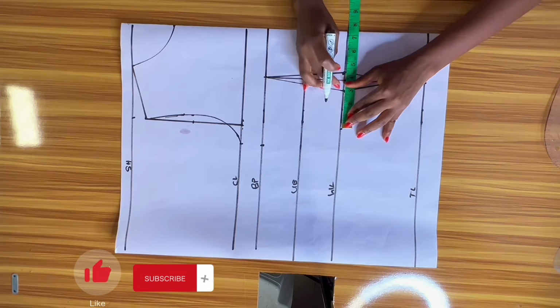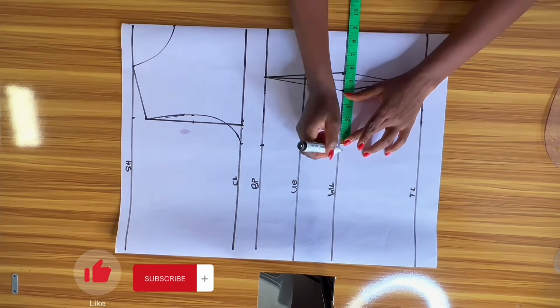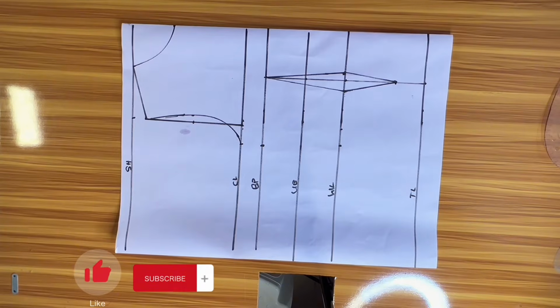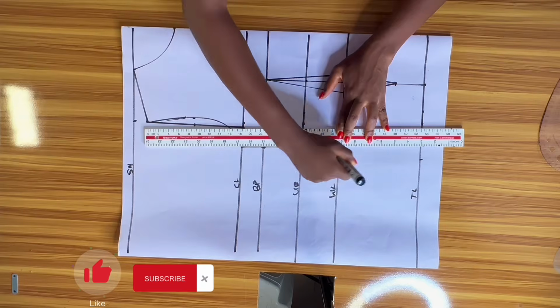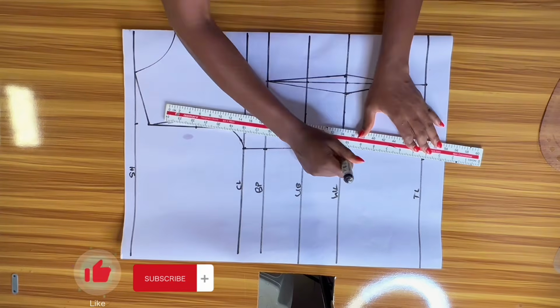Then whatever you have on your dart, you replace it back. Then on the hemline, you're going to divide your hip measurement by 4. Then you mark it. Also, don't forget to add your stitching allowance. Then after marking the point, you connect it using a stretch ruler.